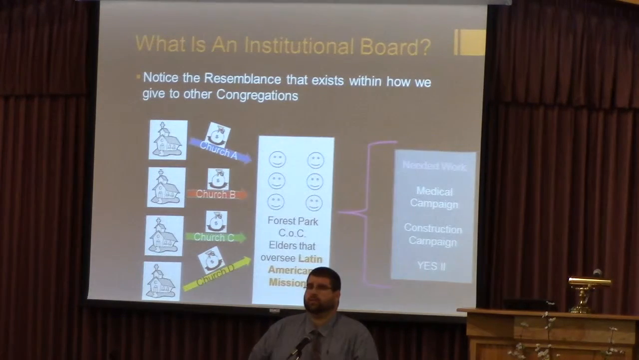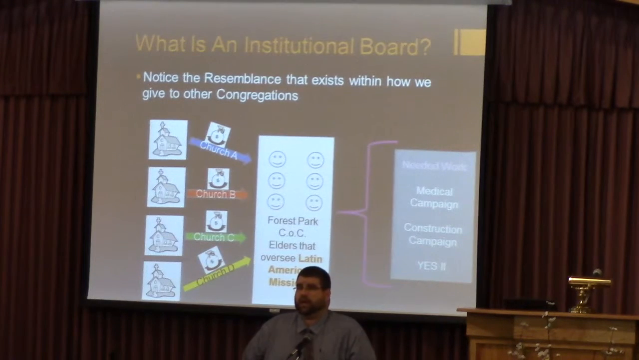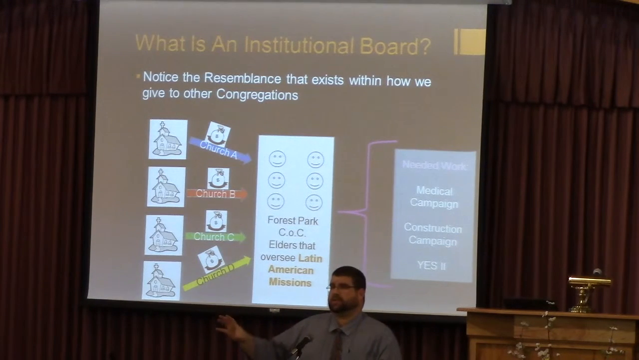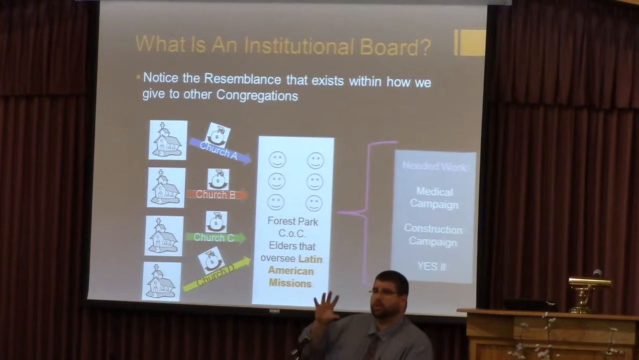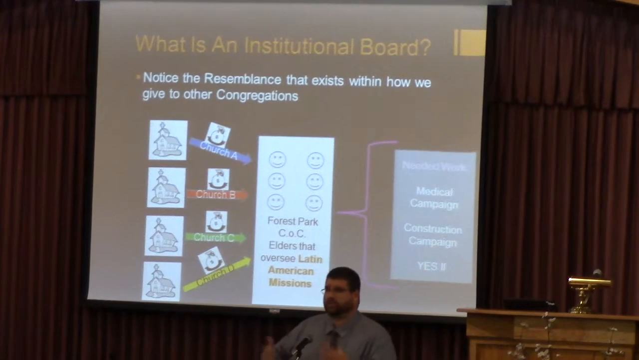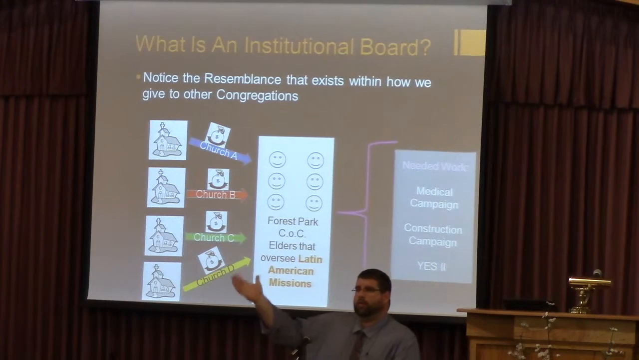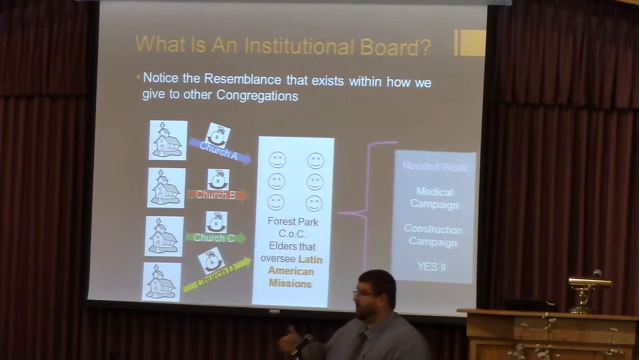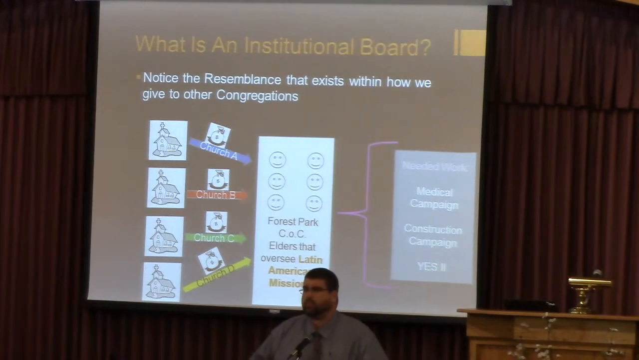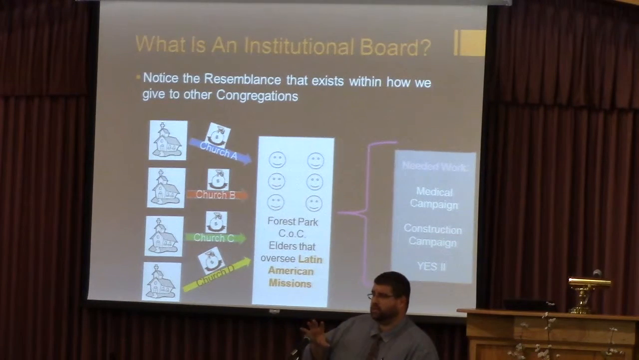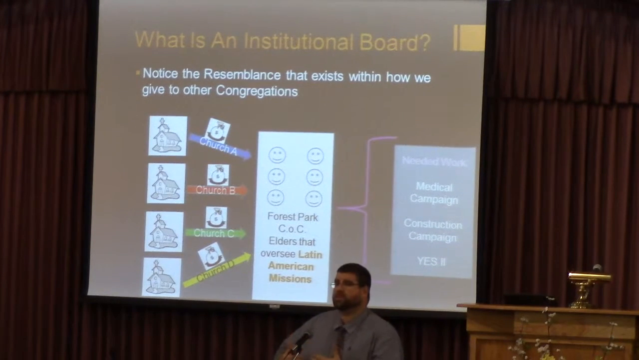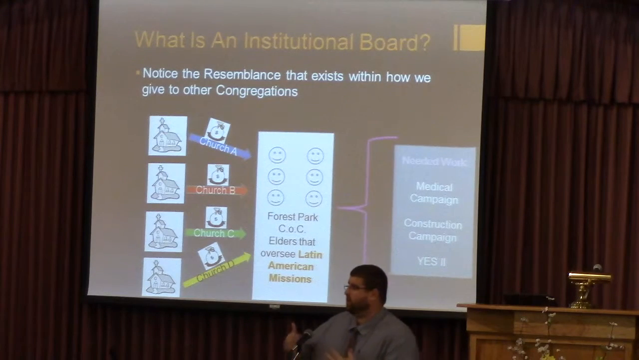But it might also be this. We have Church A who sends their money, the elders send their contribution, Church B sends their contribution, Church C sends their contribution, Church D sends a portion of their contribution, obviously it's not the whole contribution, but it's portions of it, that are going to a group of elders that oversee a specific work, like the Latin American missions. In return, the Latin American missions work has different campaigns that they do. They oversee these works.